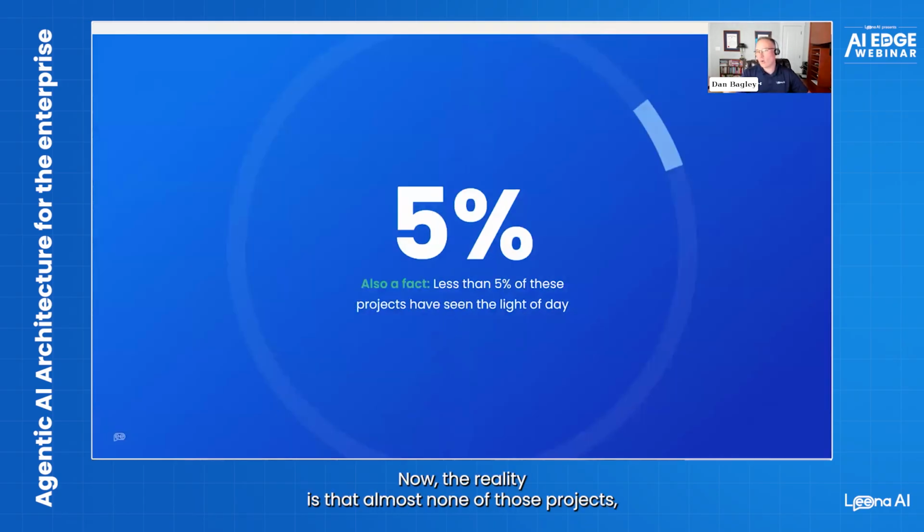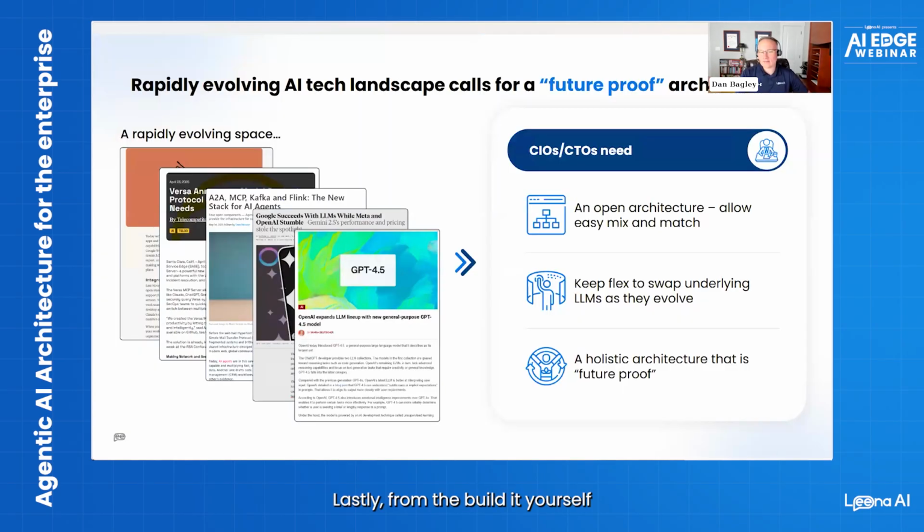Now, the reality is that almost none of those projects actually see the light of day. When I'm talking to a new prospect, I'm always happy when they're 6 or 8 months into their attempt to build it themselves, because they've seen the light and they've seen the challenges that it entails. Lastly, from the build it yourself perspective, as I mentioned earlier, the landscape is rapidly evolving. The speed at which this space is moving is nothing short of spectacular. Dedicated organizations are the only ones who can keep up with the space. Otherwise, you're going to find yourself deploying yesterday's technology 6 months from now.